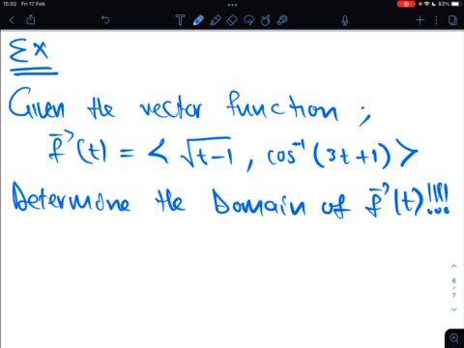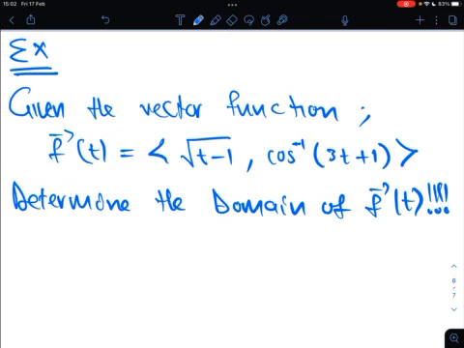So how can we go about finding the domain for a function like the one that we have below? How can we find a domain for something like this? To find a domain for something like this, at first we are going to extract the individual components from that.